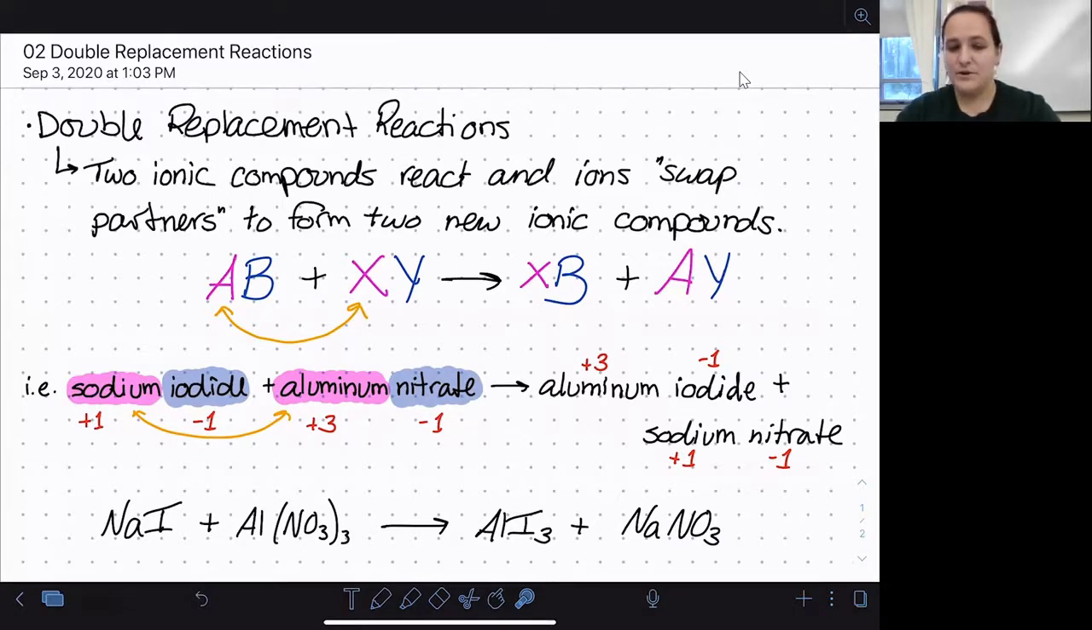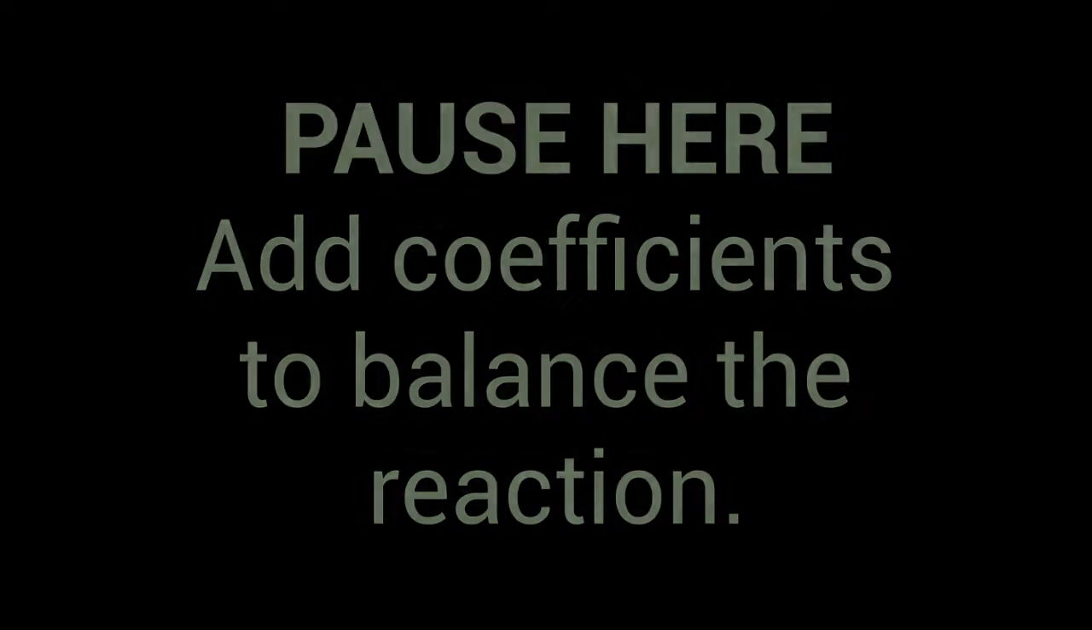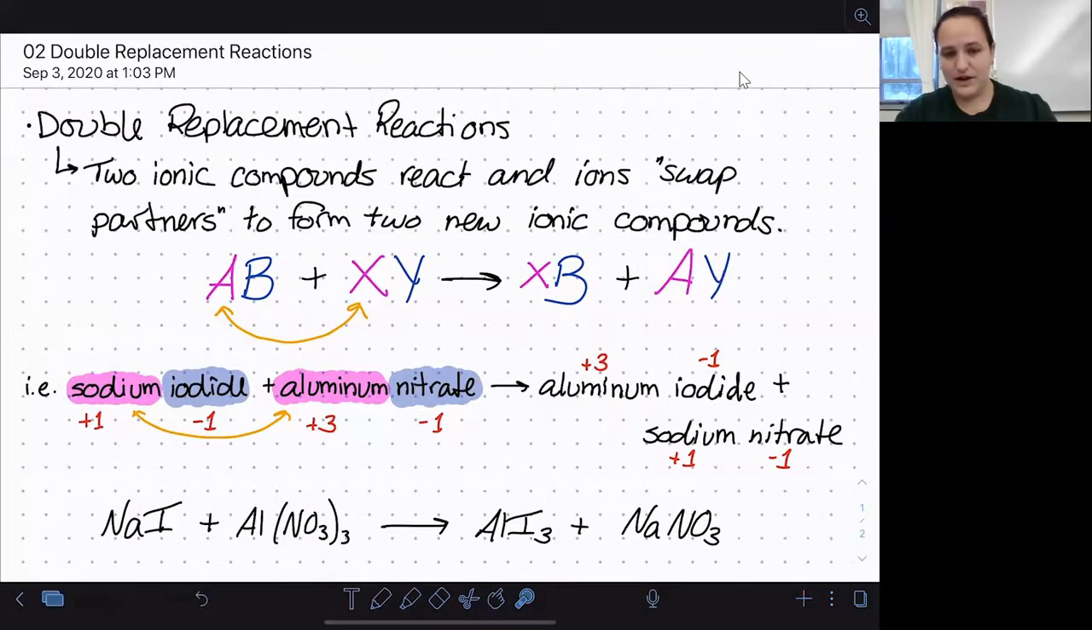So at this point, we have the formulas correct, but we can see that our reaction is not balanced. We have 3 iodine over here and only 1 on the left. We have 3 nitrate on the left and only 1 on the right. So to fix that, we can put a 3 in front of sodium iodide, which gives us the 3 iodides on both sides, and then a 3 in front of sodium nitrate, which now gives us 3 sodium on both sides, as well as 3 nitrate on both sides. So that reaction is balanced.